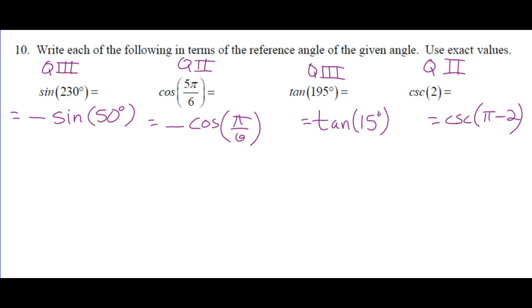If you had to work that out, then you would go 1 over the sine, right? So you're just saying cosecant has the same sign as sine. It's in quadrant 2. The sine is positive, so then the cosecant is positive, and it'll be the cosecant of the reference angle. So if you want to think about it, that's 2. That's pi minus 2. That's your reference angle. So that's pi, and that's pi minus 2.